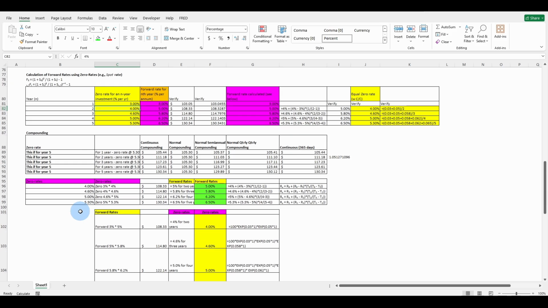Where's 108.33 in terms of pricing? It's right here, 4%, 108.33. We're using that 3% and the 5%. Yeah, you're going to have to stop and think about this for a bit.